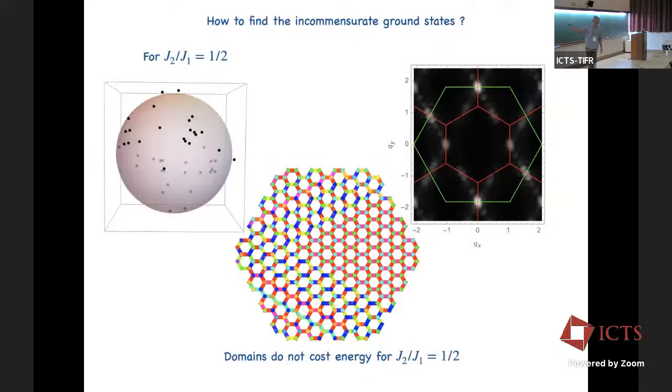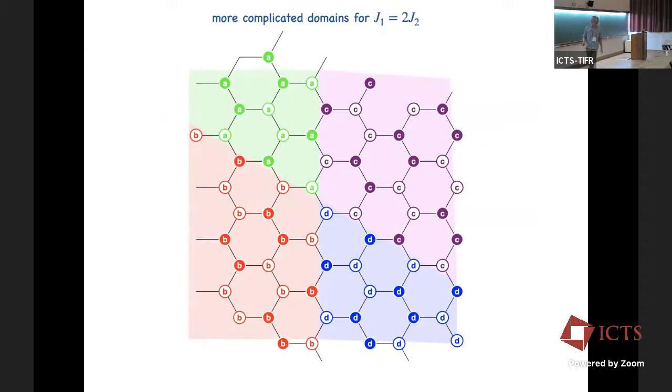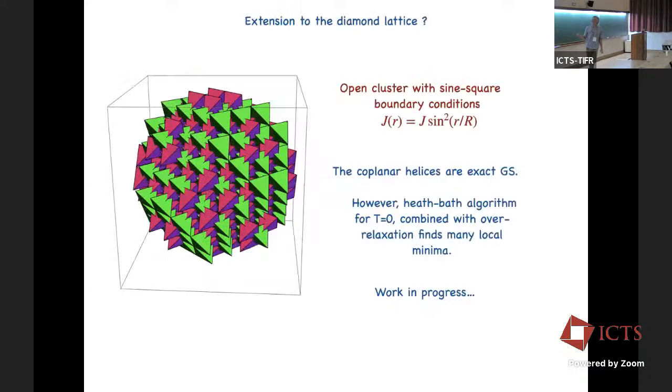This is for spin 1/2. Again, we see a more complicated domain structure here, and we see the peaks here, and the domain structure we saw has this type of domains. And in this case, A, B, C, D, the sum of these spins needs to be equal to 0. Okay, so this is what happens for the honeycomb.